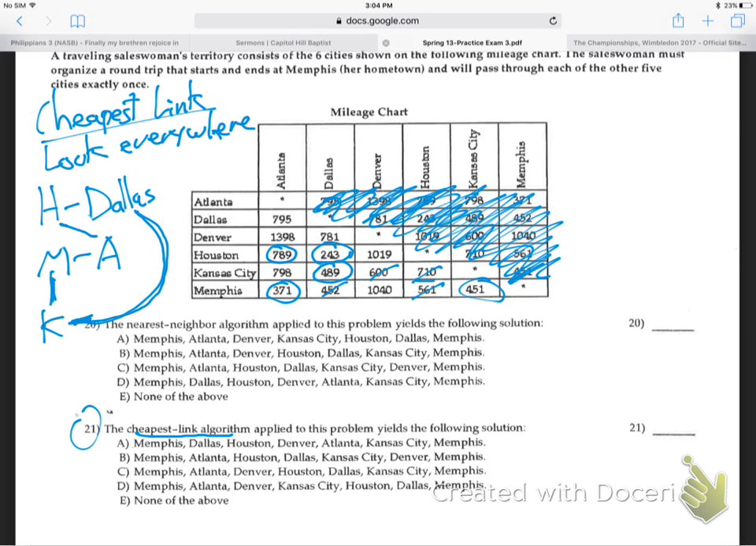Boom, we're done. I made a loop. Oh, no. That's a premature loop. We don't have Denver yet. We can't do that. That's a premature loop. Do you see that? We're breaking all the rules here. This is good. I wanted to show you how the cheapest link rules work. I can't take that one either. Does everybody see that? Right? Houston, Atlanta. I just made this Houston, Atlanta connection. That forms a loop, and we've never been to Denver. It's a premature loop. It's a no-no. Okay, get rid of that. Can't have that 789. What's next?